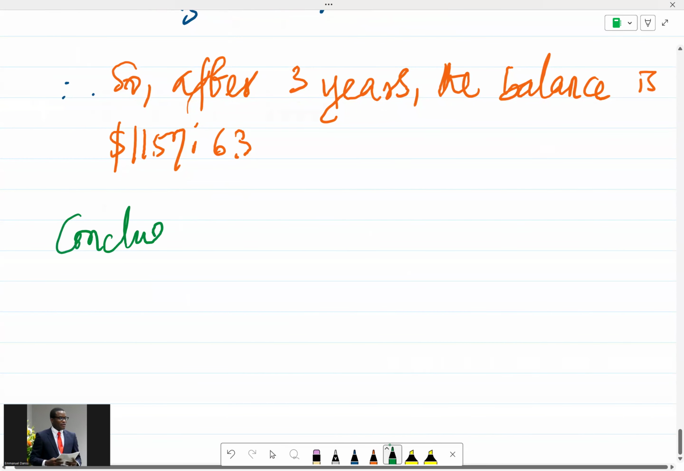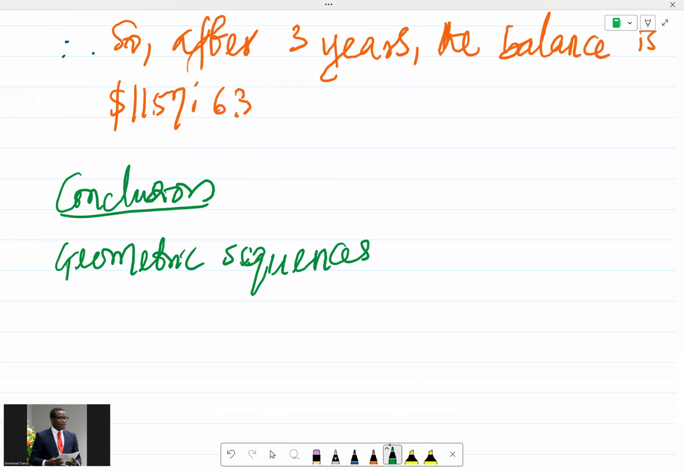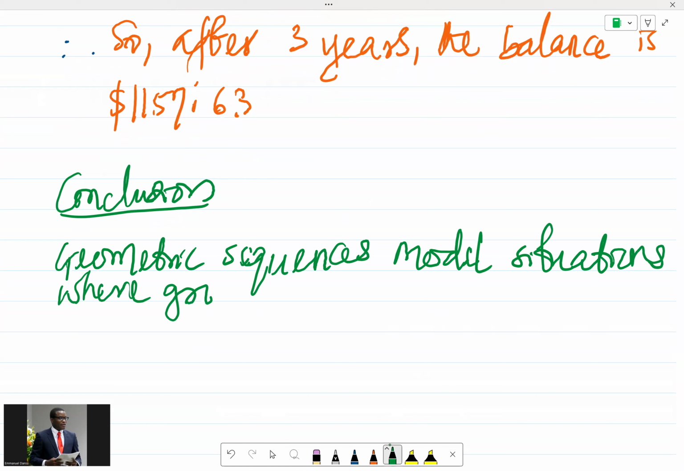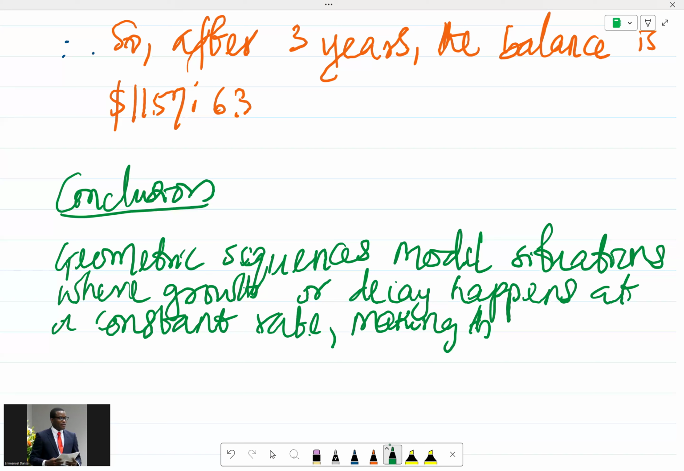So in conclusion, we can see that geometric sequences model situations where growth or decay happens at a constant rate, making them an essential tool in many fields.